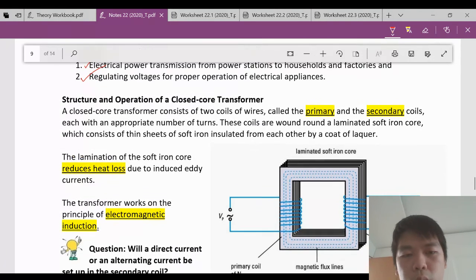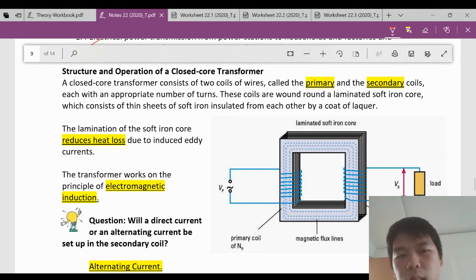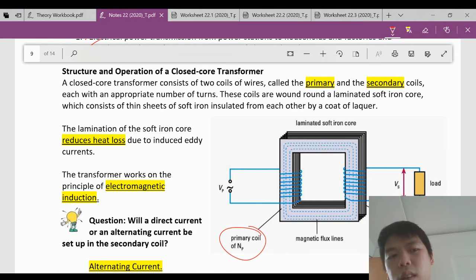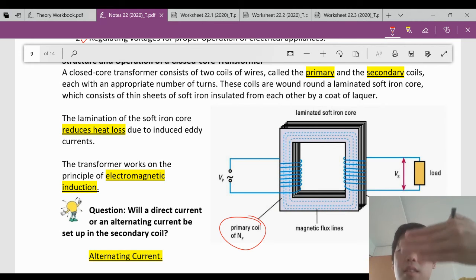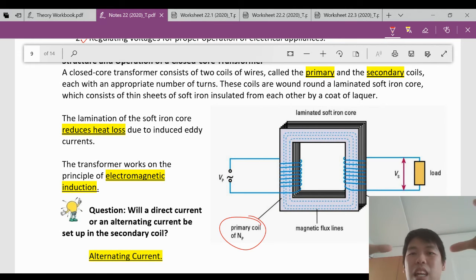So what does a transformer look like? This is a closed core transformer. A closed core transformer consists of two coils, the primary coil and the secondary coil, each with an appropriate number of turns. These coils are wound around a laminated soft iron core. So it's basically an iron core, but they place sheets and sheets of it on top of each other, such that it is stacked into a core.